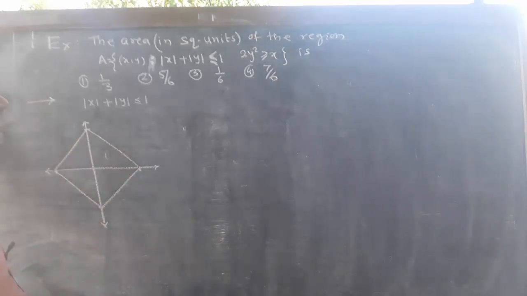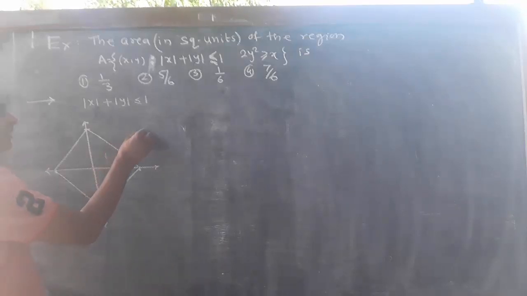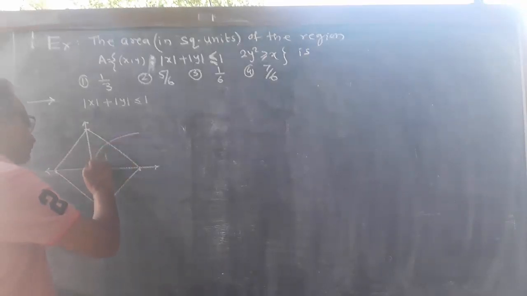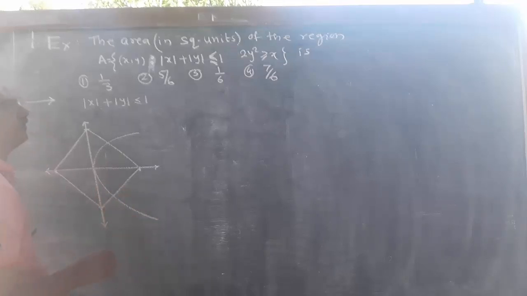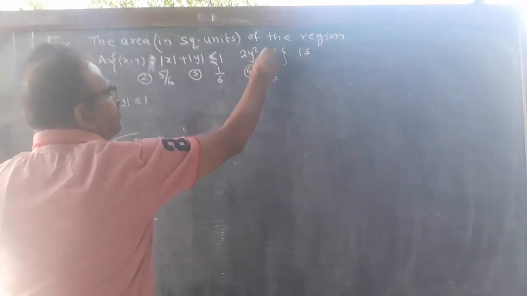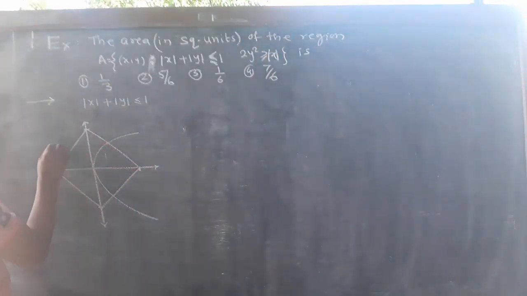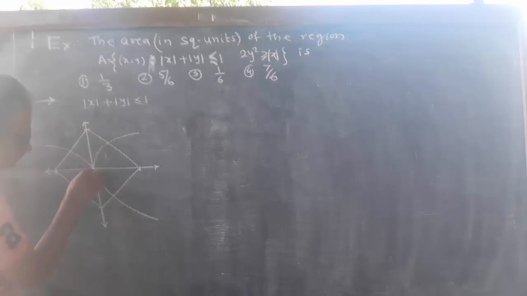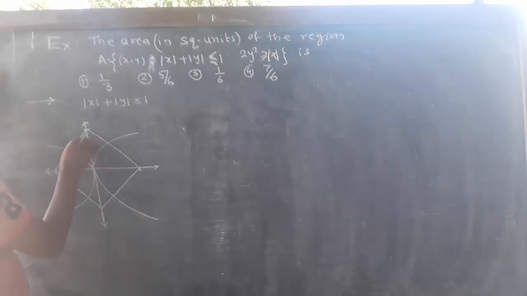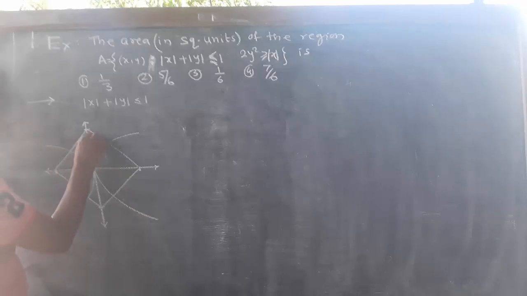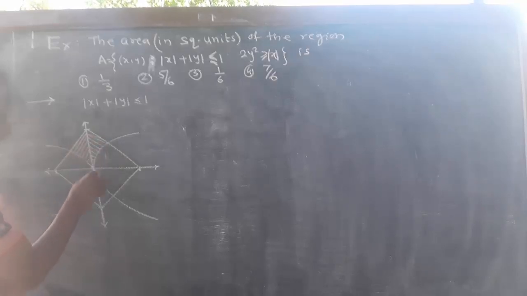And 2y square greater than or equal to x, this is a parabola. Y square is equal to mod x. Therefore, it is a parabola to both the sides. And we have to calculate this shaded region. We have to calculate this shaded region.